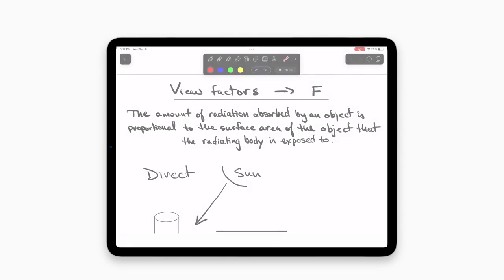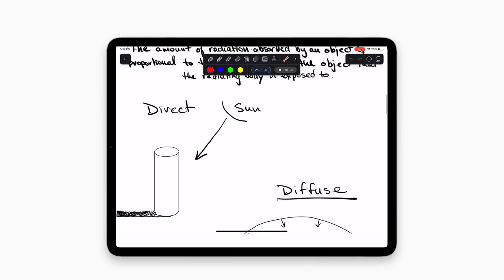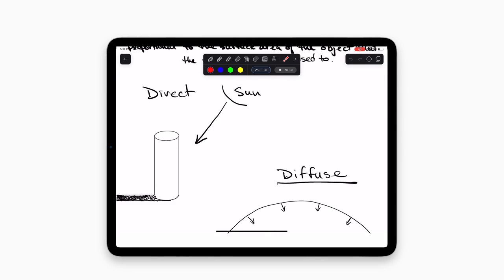First, we need a definition of view factors. The definition I came up with is this: the amount of radiation absorbed by an object is proportional to the surface area of the object that the radiating body is exposed to. Does that help? I don't know, but let's try to explain it. So there are two sources of radiation. One is a direct source of radiation, something like the sun, but it could be a fire or something else, even a building that was warm. That radiating source is going to impinge on the object we're interested in and look kind of like this that I've shown here in the diagram.